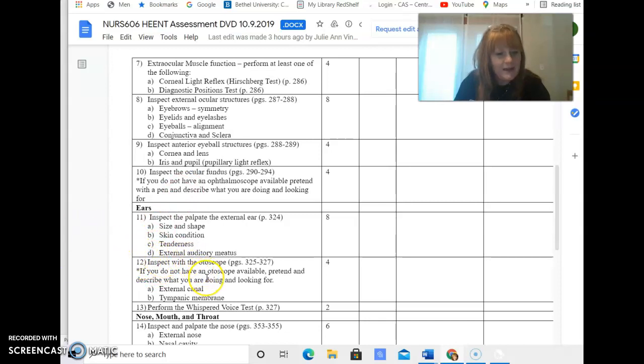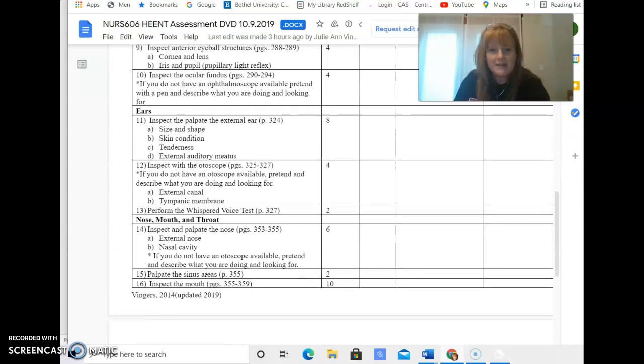And same for the ear and the otoscope, same idea. Just use a spoon, or some people had toys from their kids, like a toy medical kit they can use, so that kind of thing. Do the whispered voice test.